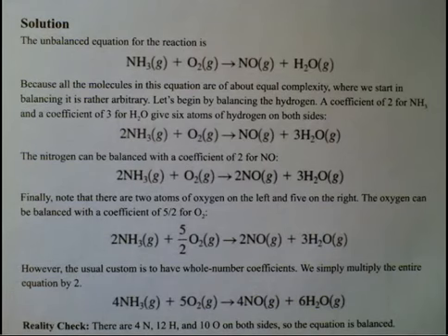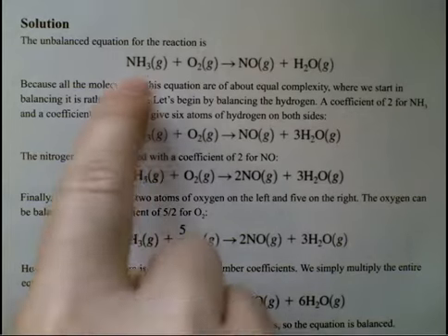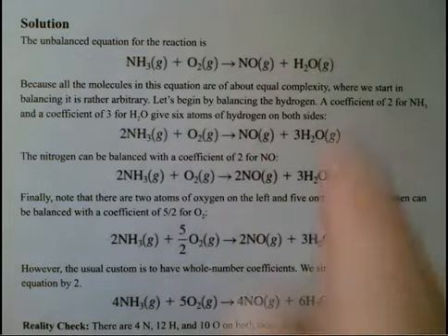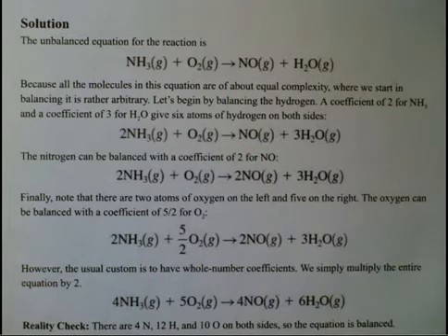Alright, so the unbalanced equation, just by going by the names and understanding the formulas of the individual species, we have our ammonia plus O2 reacts to form the nitric oxide and water gas. Because all the molecules in this equation are of about equal complexity, we can start by balancing it rather arbitrarily, meaning just pick something. Just pick anything. Here we're going to pick hydrogen, just because we've got to pick something.